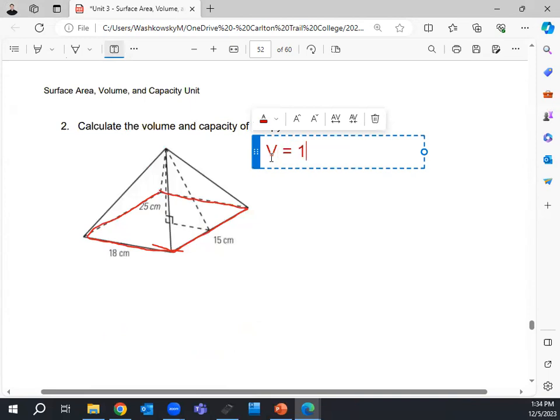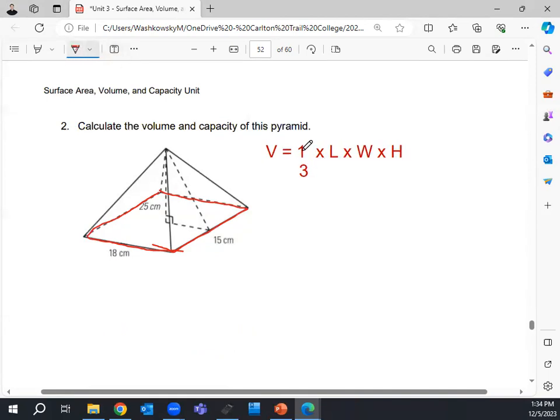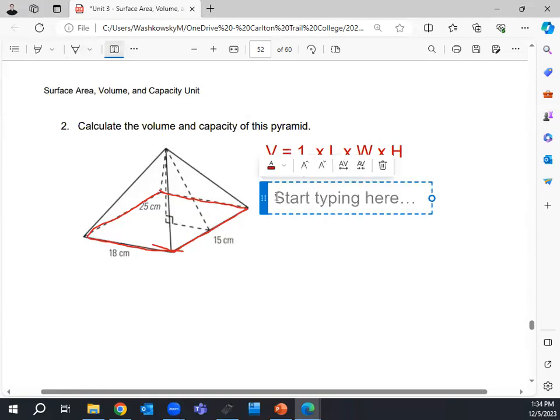So volume is going to be equal to 1/3 times length times width times height. Again, those little X's are coming. That's just showing that I'm multiplying. It's just taking that invisible part and making it visible. So now all I have to do is punch those figures in. So volume is equal to 1/3.